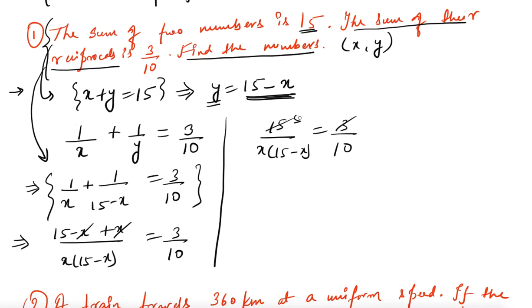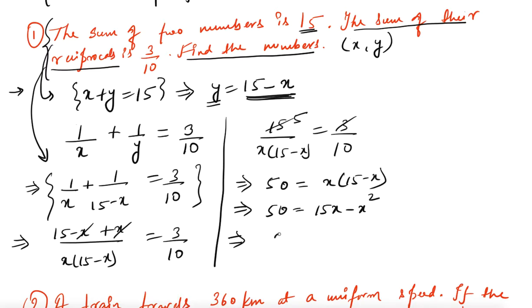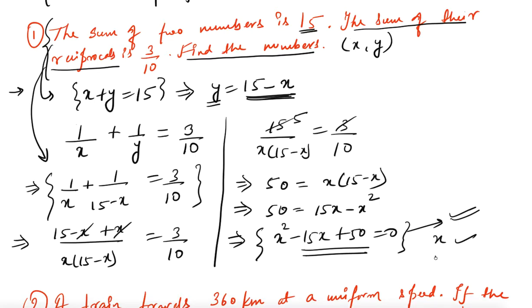This will cancel, since 3 fives are 15. After this I'll cross multiply, so I'll have 5 into 10, that is 50, equal to x into (15 minus x). From this I have 50 equals 15x minus x square. After rearranging the terms, my quadratic equation becomes x square minus 15x plus 50 equals 0. So finally we've got our quadratic equation. From this you know how to find the value of x, either by factorization or by the quadratic formula. Once you get x, you can find y. The solving part I'll leave to you.